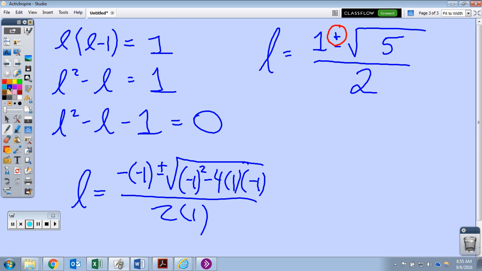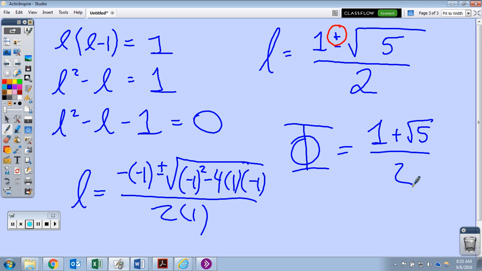So therefore, the golden ratio is exactly equal to 1 plus √5 over 2. So this is the exact value. This is the answer that we're looking for.